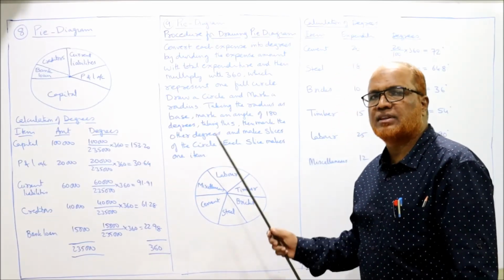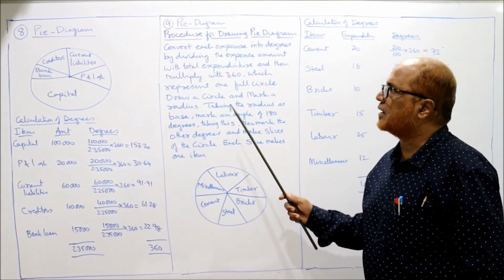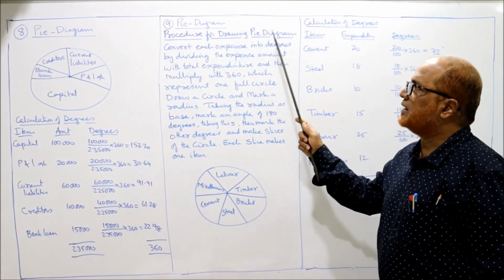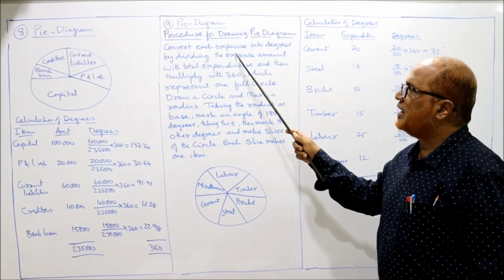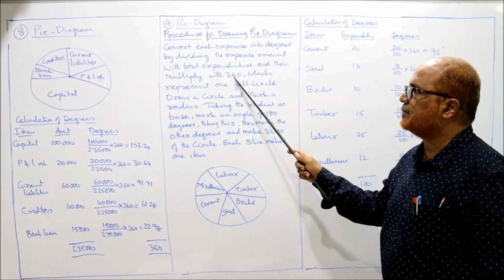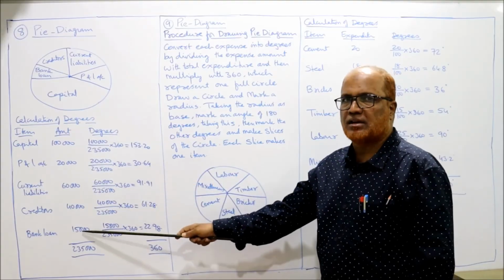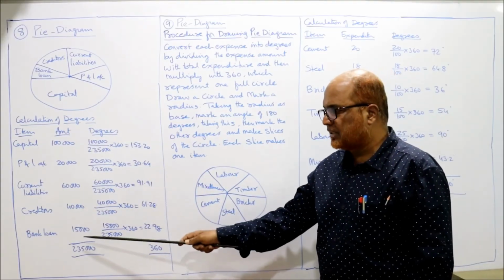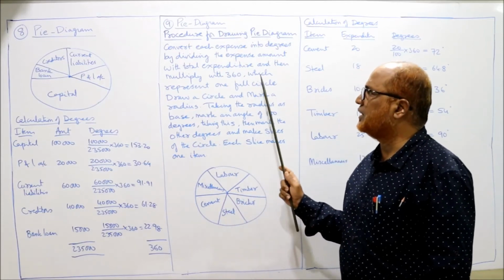So first of all, I have given the explanation to the term how to prepare the pie diagram. Procedure for drawing a pie diagram is convert each expense into degrees by dividing the expense amount with the total expenditure and then multiply with 360, which represents one full circle. Here already procedure we have seen. Take the amount divided by the total expenditure, multiply by 360. This will give you the degrees.